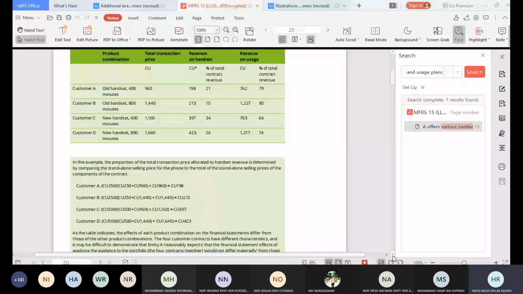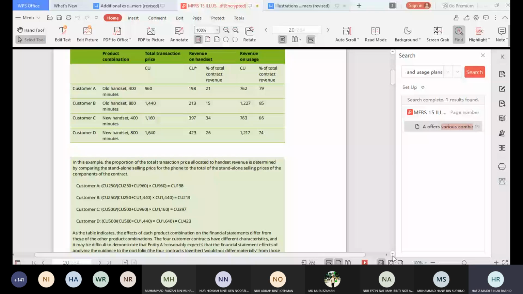Old handset with the 400 minute usage plan, old handset with 800 minutes, new handset with 400 minutes, and then new handset with 800 minutes. So how do you get the total transaction price? For the old handset, the old handset will be given for free. For the 400-minute usage plan, it will be 40 ringgit per month. So if this is a 2 years contract, it is 24 months, multiplied by 40 ringgit, that will lead you to a total consideration of 960.